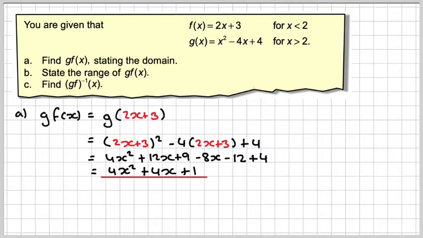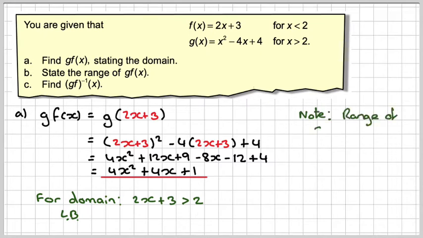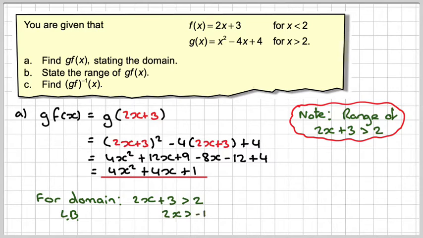Now, the range of f must be greater than 2 for it to be substituted into the second function. So for the domain, we need to look for the lower boundary. We need to look where 2x plus 3 is greater than 2, which means the range of 2x plus 3 must be greater than 2. Otherwise, we won't be able to substitute in, because we're going to substitute values here for x greater than 2.